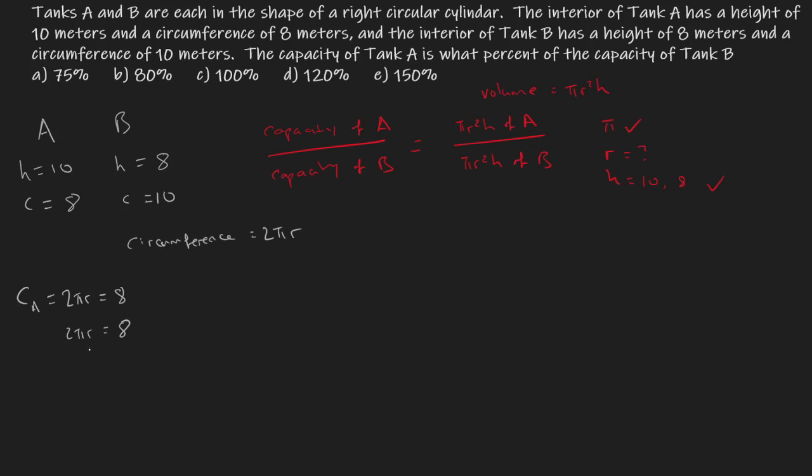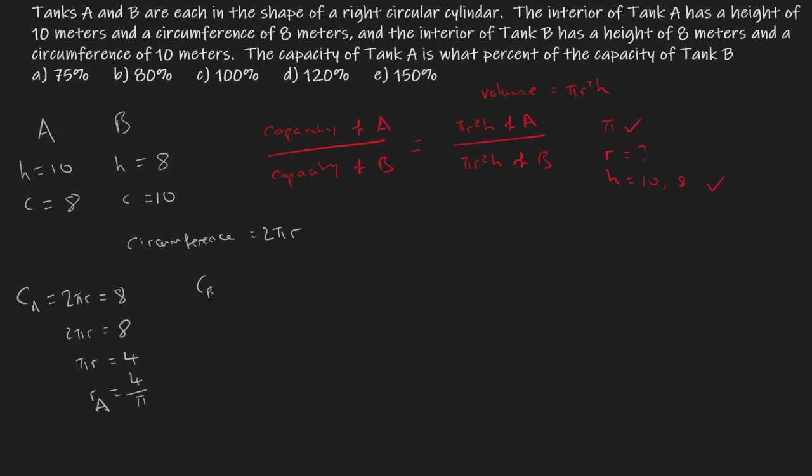Basic equation solving, divide both sides by 2. We're left with pi r on the left side, and 8 divided by 2 is 4. Divide both sides by pi, and we have 4 over pi equals r. Again, I'm going to put r with subscript A to denote that this is the radius of tank A. We're going to do the same thing for the circumference of B.